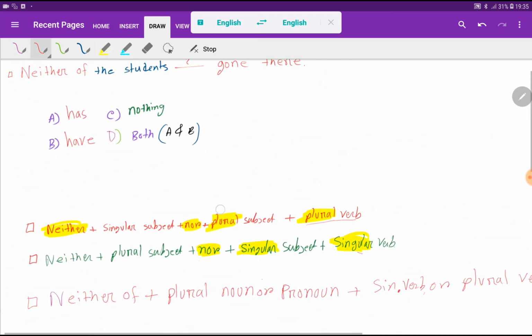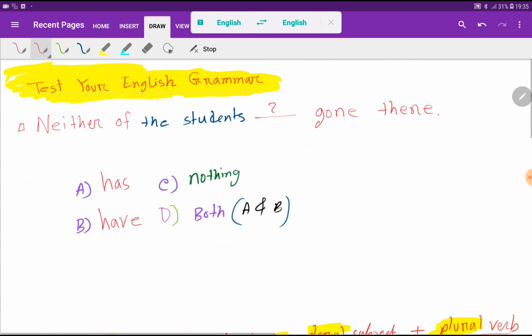So now come to the point. So has is singular but have is plural, so we can use both. That is, the right answer will be D. Neither of the students has gone there, or neither of the students have gone there.